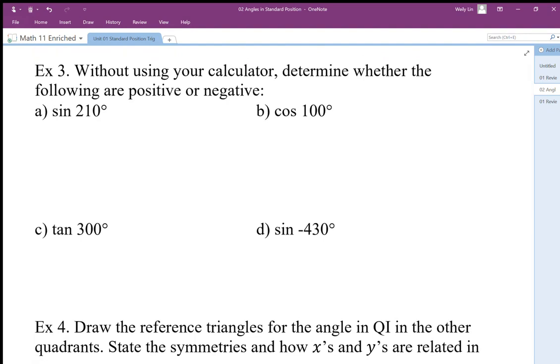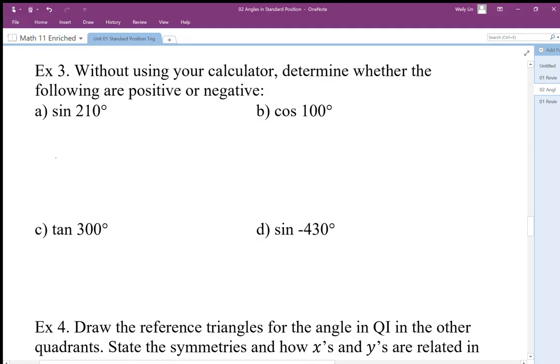When we talk about the standard position angle, we're talking about the positioning of the angle. So we should be able to tell what quadrant we're in. And given the quadrant, and being able to relate the sine to y, the cos to x, and the tan to slope, we should be able to figure out if the values are going to be positive or negative.